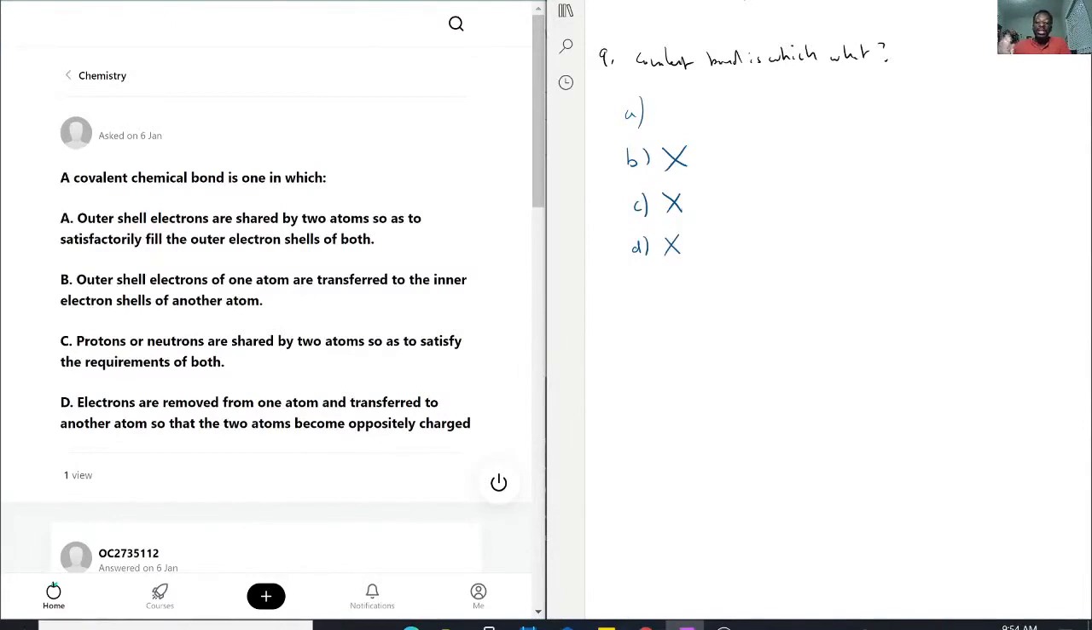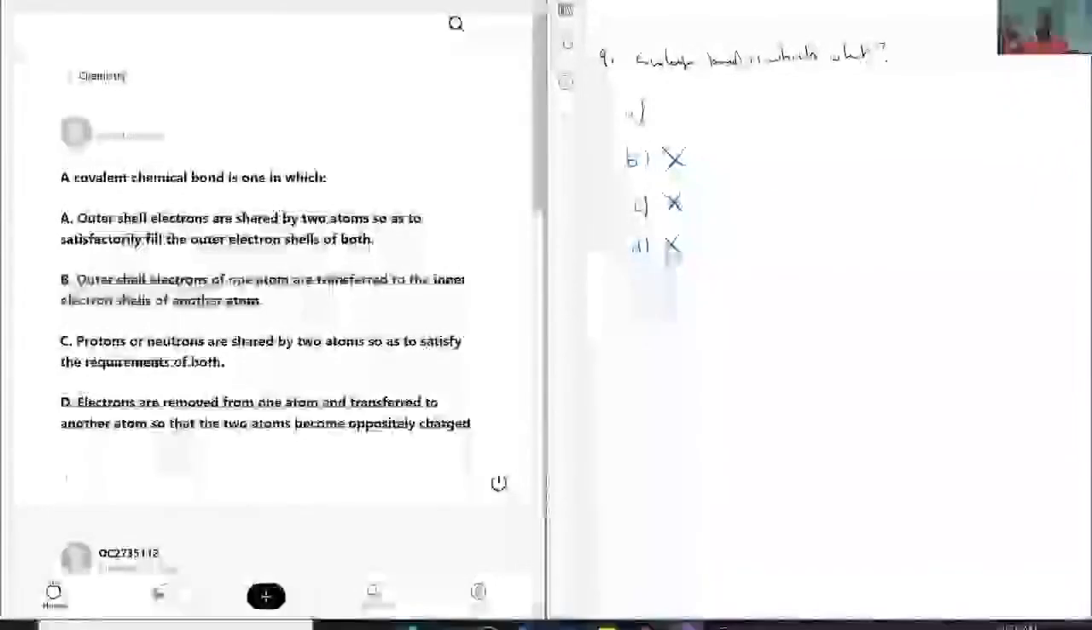So in this case, the best explanation would be A, where the outer shell electrons are shared by two atoms to satisfactorily fill the outer shells of both. And I'm glad it doesn't say evenly shared, because we can't make that assumption. So they are trying to share it, but this is where our electronegativity difference plays in for covalent bonds. If the electronegativity difference is great enough, one side would, in a sense, hog more of the electrons than the other. The electrons would prefer to be on that quote-unquote more electronegative side.